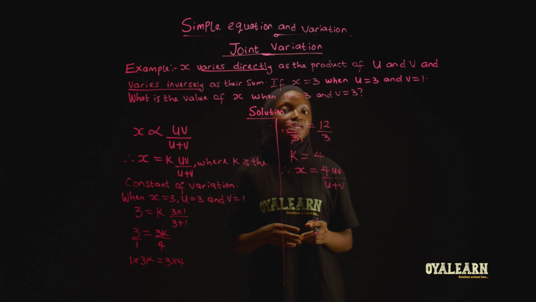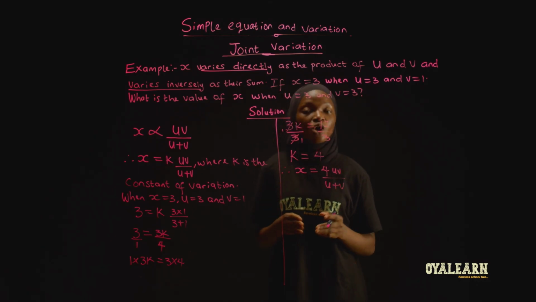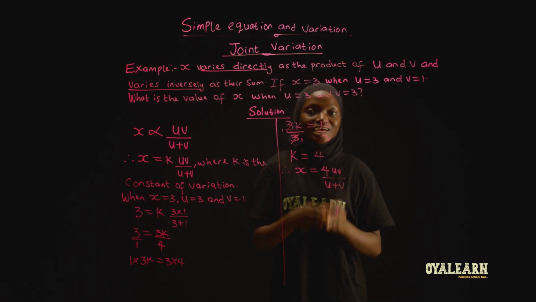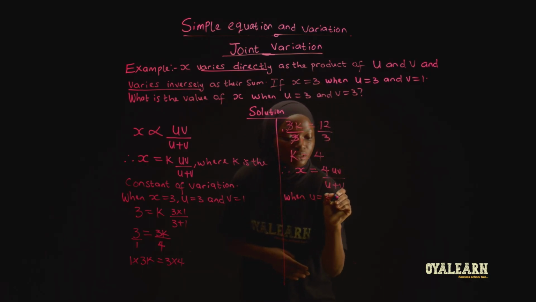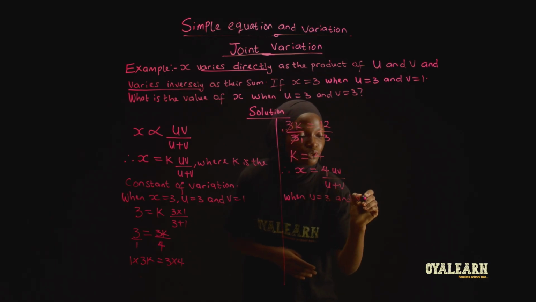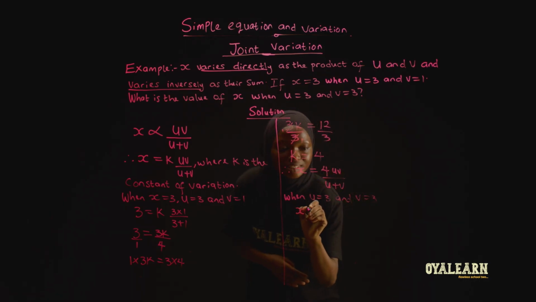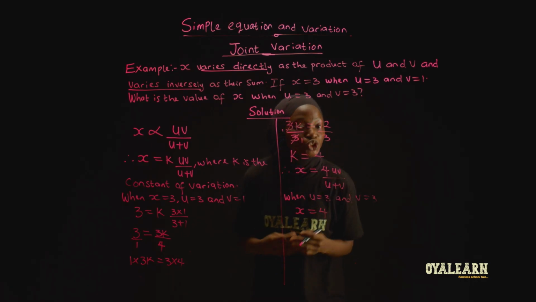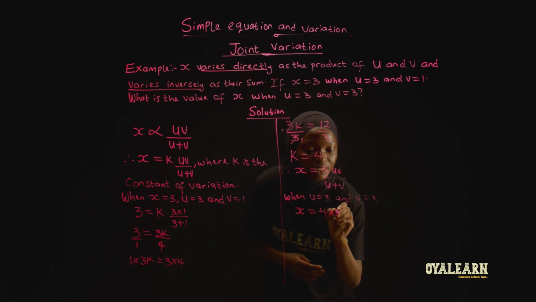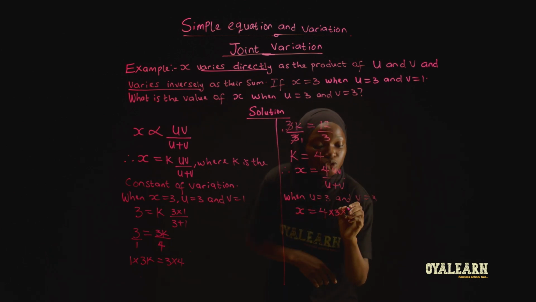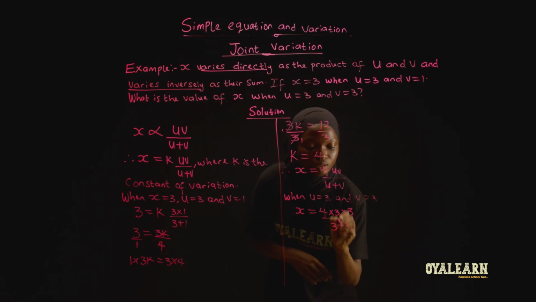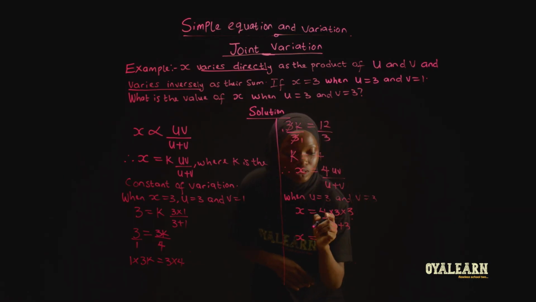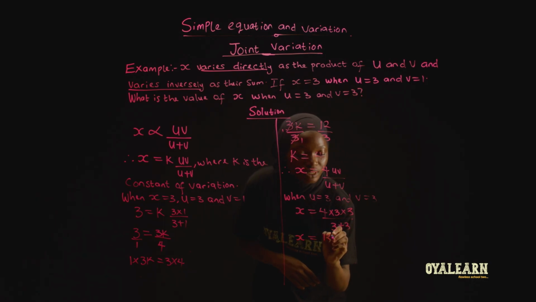Now we can find the value of x when u equals 3 and v equals 3. All we have to do is just substitute those values inside this formula. So when u equals 3 and v equals 3, we have x equals 4. Now this uv means u times v, so we're having times 3, the value of u is 3, the value of v is also 3, over u plus v, 3 plus 3. So here we have x equals 4 times 3, 12, times 3 over 6, since 3 plus 3 here is 6.